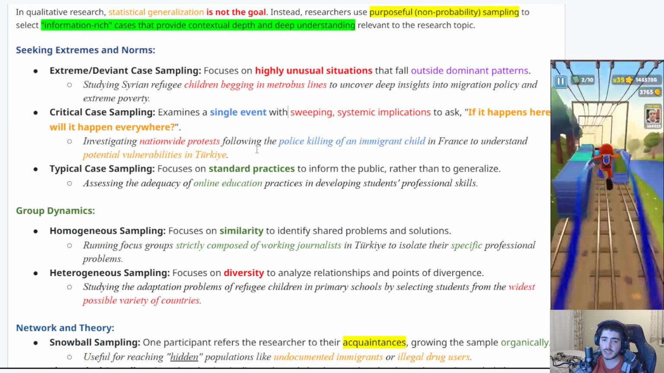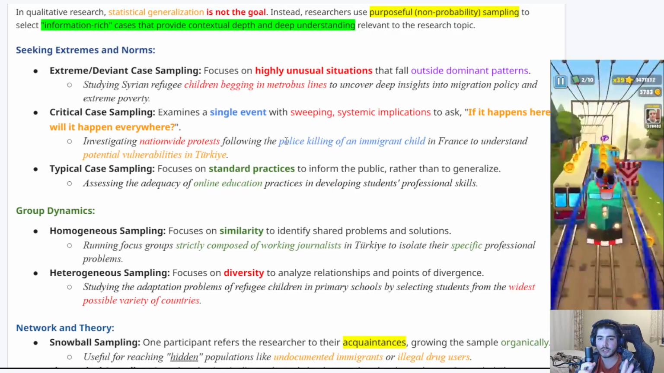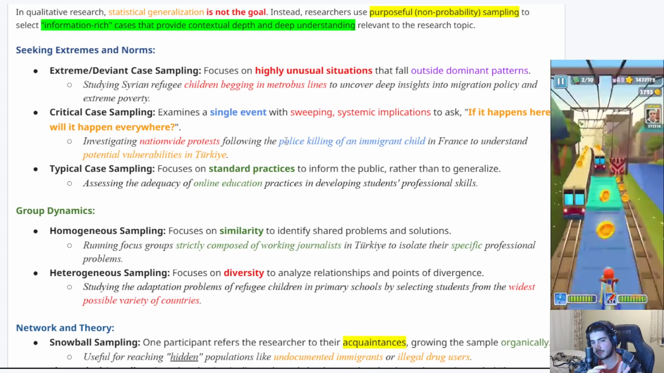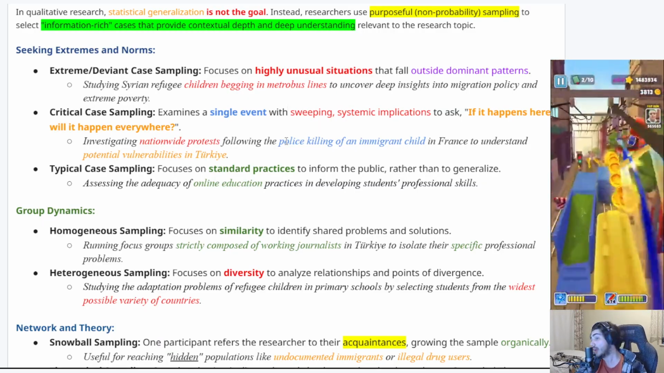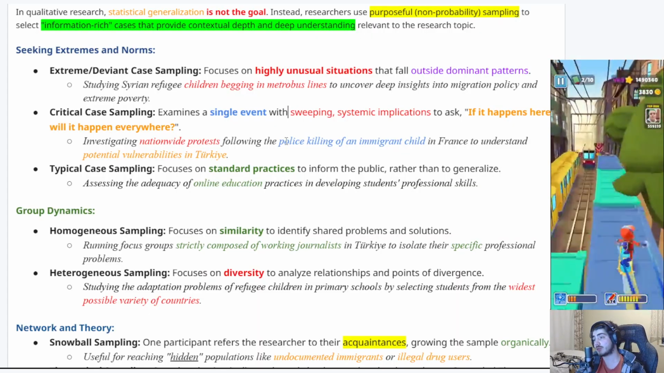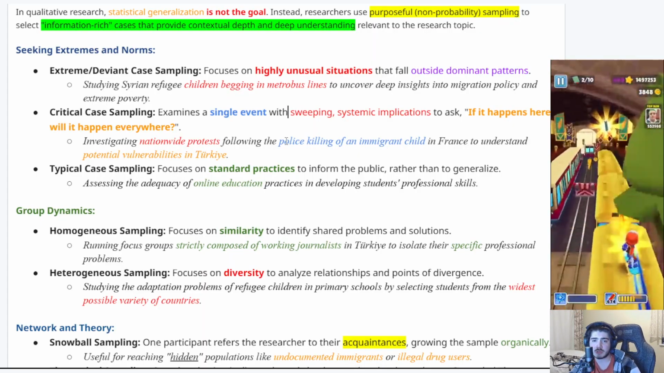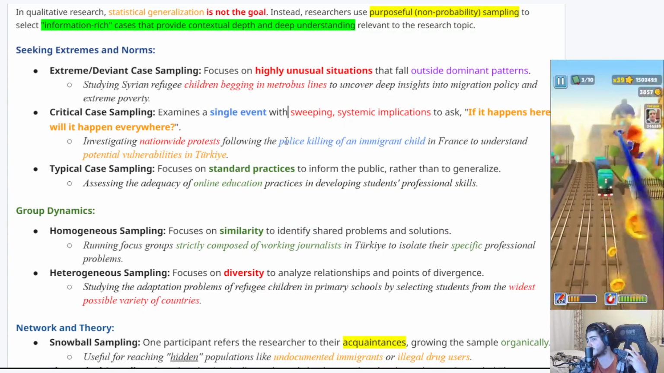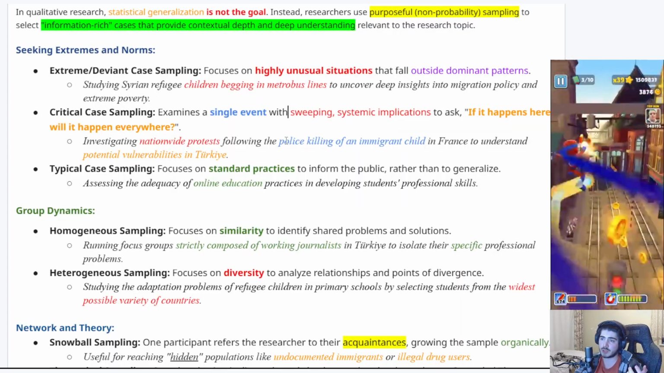Typical case is just finding out the most typical of a group, the most standard of activities, sleeping, and you try to inform the public based on those. You don't try to generalize it because there's really nothing to generalize. The topic is just so simple. So you just do a deep dive on that subject to gain some more information on it.